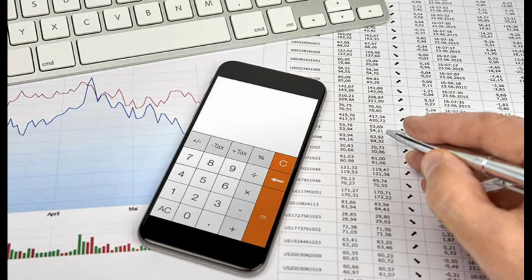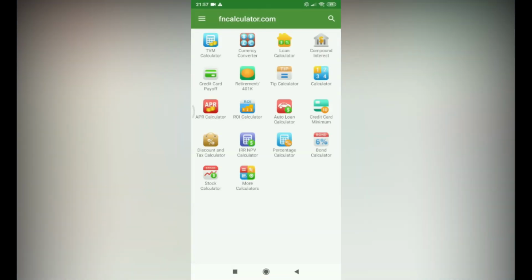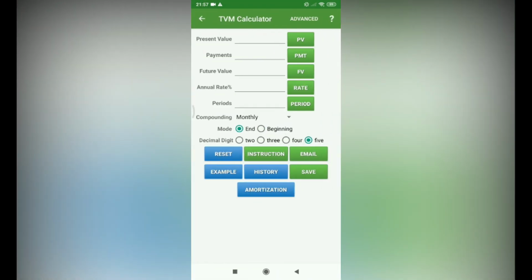How do we calculate the CAGR of a company? Firstly, you need to download an app called Easy Calculator on iOS, or I think it is called Financial Calculator on the Android. And the application looks like this. After you have installed it, you want to go to the TVM calculator. And this TVM calculator can actually help you to calculate the CAGR of a company. And I'll show you how.